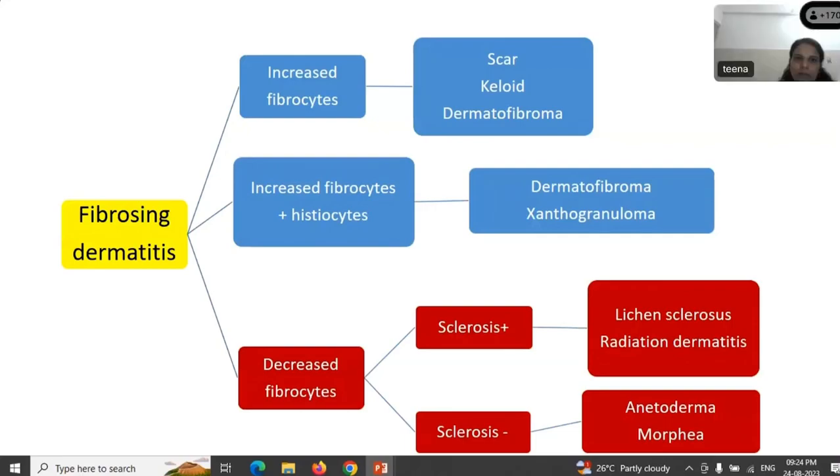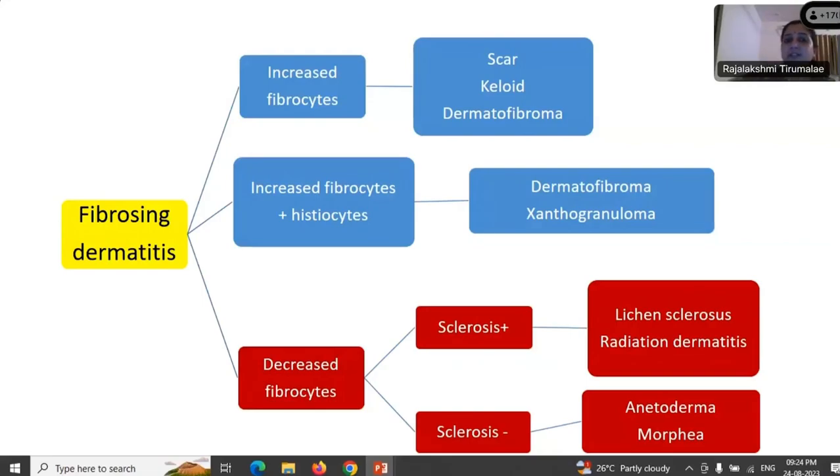So in sclerosis, what happens is that the spaces between the collagen bundles are obliterated. So everything looks like a pink homogeneous mass. The prototype of a sclerosing disease is lichen sclerosus. And sometimes you also see it in radiation dermatitis, right? Otherwise, we call it fibrosis.